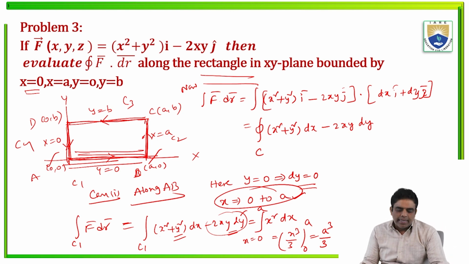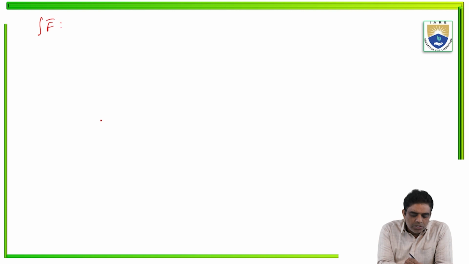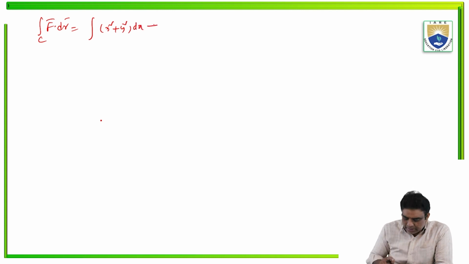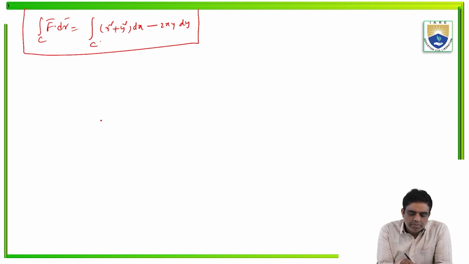Similarly, we have to calculate along BA. You write once again the integral of F bar dot dr bar, which is the integral of (x square plus y square) dx minus 2xy dy. So keep this.